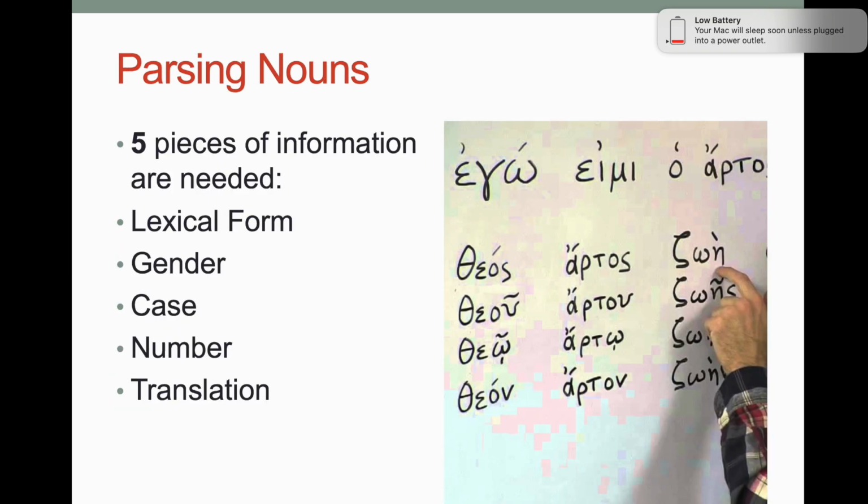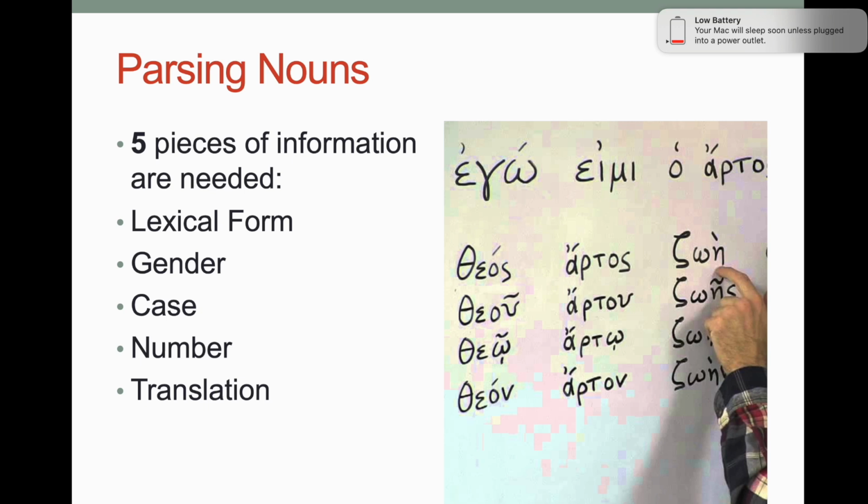Okay? One of the things we're going to be doing with nouns is parsing them. So when we see a Greek noun, we have to analyze it. How do we analyze it? We give five pieces of information. So we see the inflected form on a page in an exercise or in a Greek text. Right away we want to find its lexical form so that we can look it up in a dictionary and figure out what it is. We want to talk about its gender. Is it masculine, feminine, or neuter?